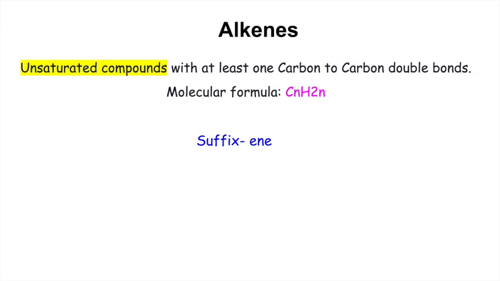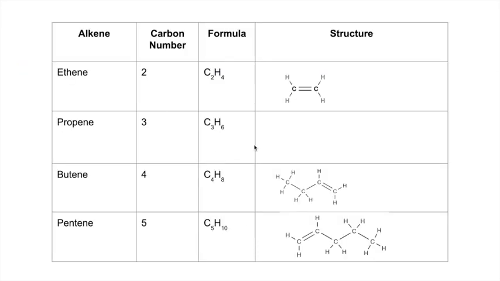So next is alkenes. Alkenes are unsaturated compounds with at least one carbon to carbon double bond. The molecular formula is CnH2n. Here the suffix will be -ene. First one, ethene, it has two carbons, then propene with three carbons, butene, then pentene. So we have a double bond here, a carbon-carbon double bond, right?